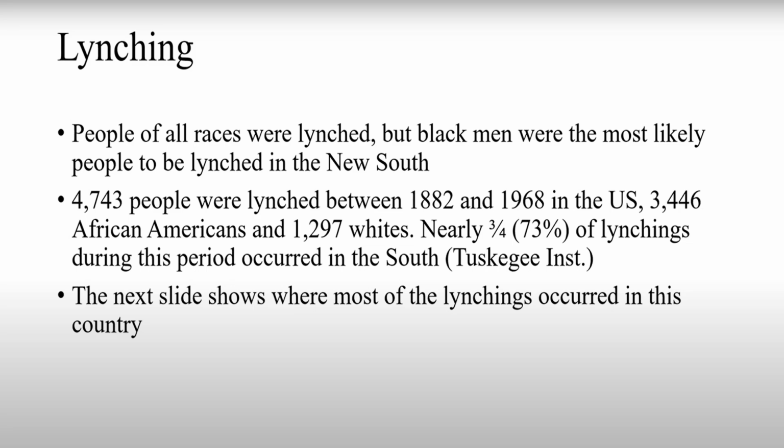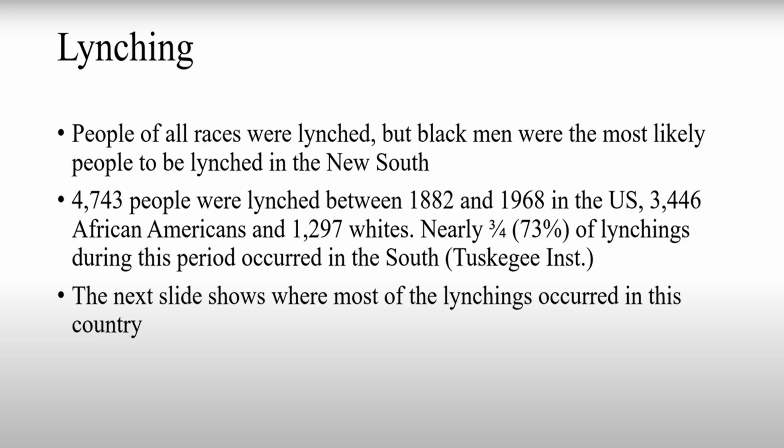The Tuskegee Institute estimates that over 4,700 people were lynched from the 1880s to the 1960s. Over 3,400 of them were African Americans, and nearly 1,300 of them were white. And a large percentage of those whites that were lynched would have been Italians or immigrants, because Italians and immigrants, especially immigrants from Southern and Eastern Europe, were not considered white in the same way that they are today.